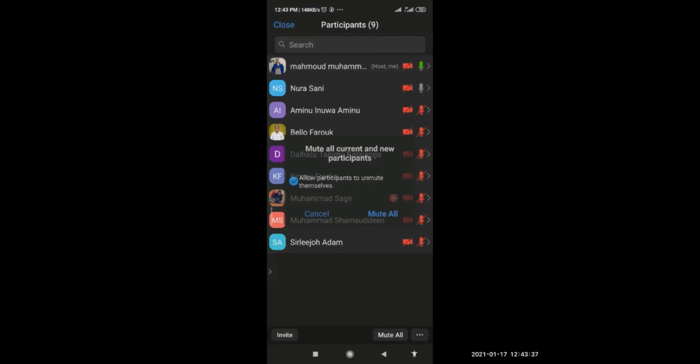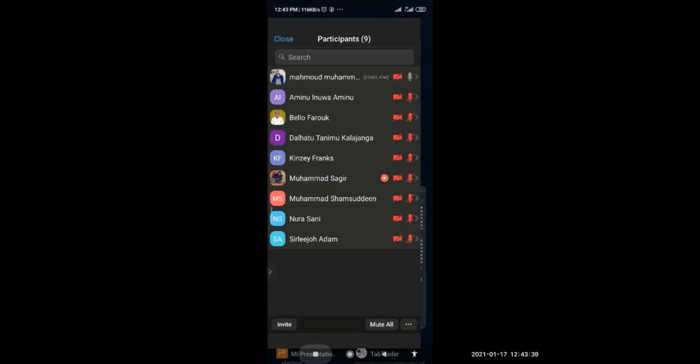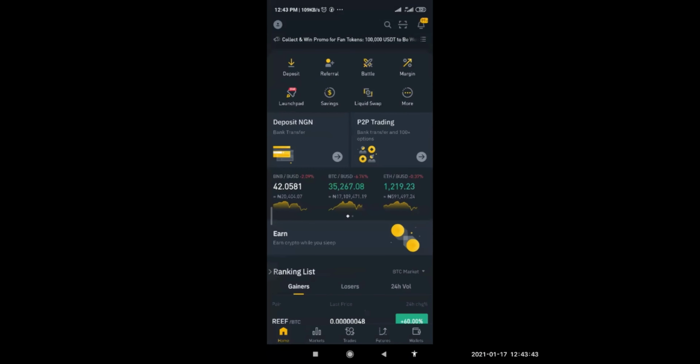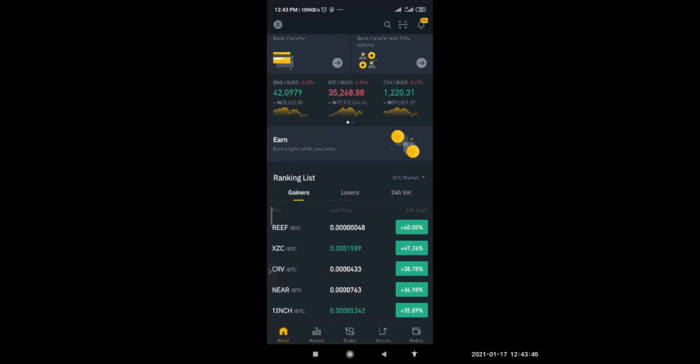Okay, so as we stated earlier, this is the interface of Binance. As you can see, this is the front page. We have 4 options at the lower side of the screen, that is here. We have the home, where it contains some direct links to important aspects of the other application.